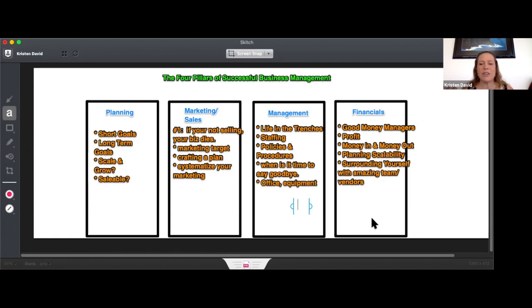And then finally, there's the financials. You've got to be a good money manager. That means having good financial controls in place, understanding your profits, understanding the profit margins you're trying to obtain, making sure it's not just money in and money out, money in and money out, money in and money out. Because we've all been there. I know, no judgment zone. I've been there too as a business owner. So you've got to make a plan and plan for that scalability and surround yourself with a great team.